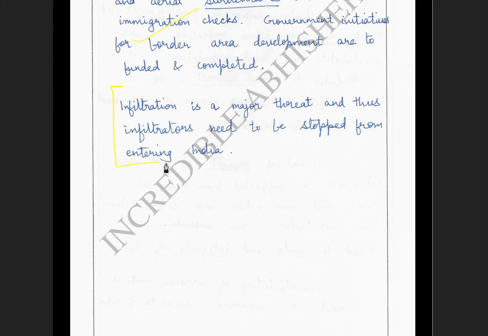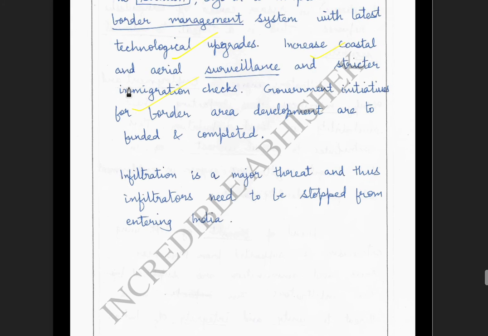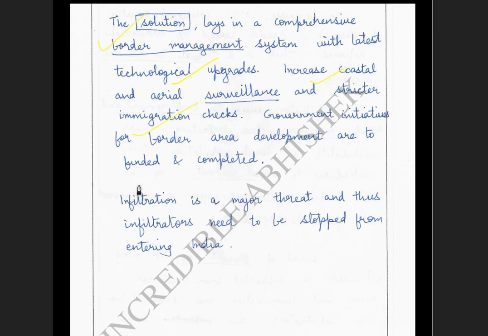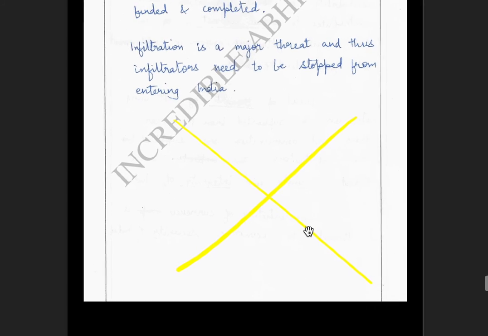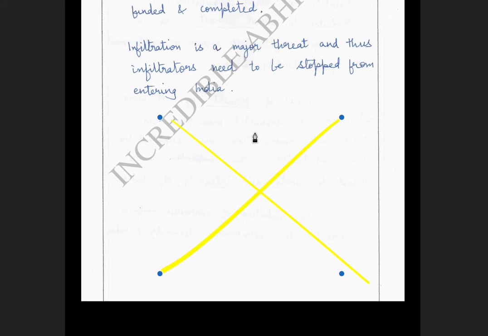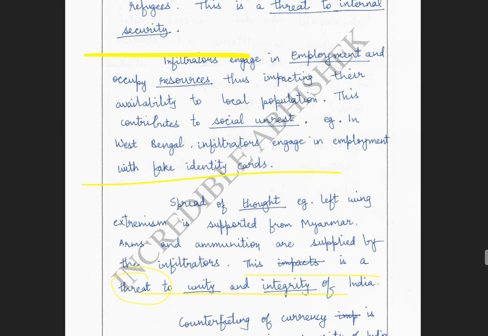Infiltration is a major threat, and thus infiltrators need to be stopped from entering India. Because he has written the solution, he has written a very simple static conclusion, and then he has left half the page empty.